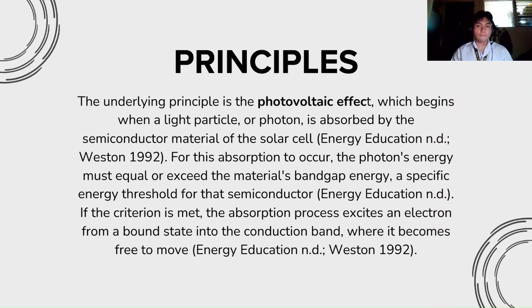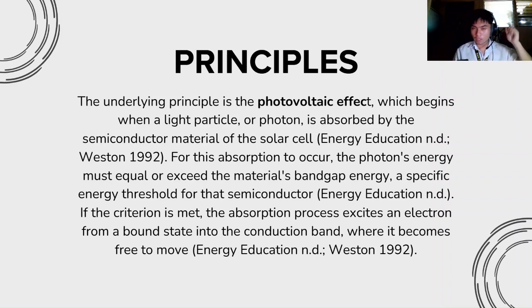So if sunlight hits the semiconductor, let's say the solar cell, and the energy of the sunlight is equal to or beyond the band gap energy of this material. Let's define this band gap energy: it is the energy amount for the electrons in this solar cell to be knocked off from their shell, becoming free from the shell.